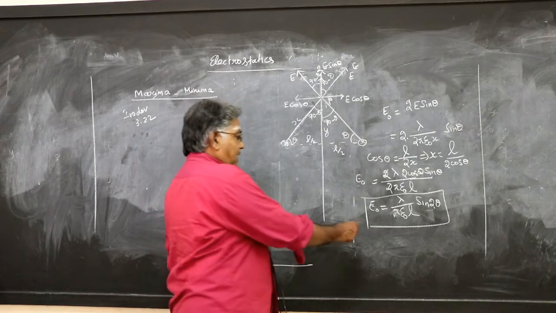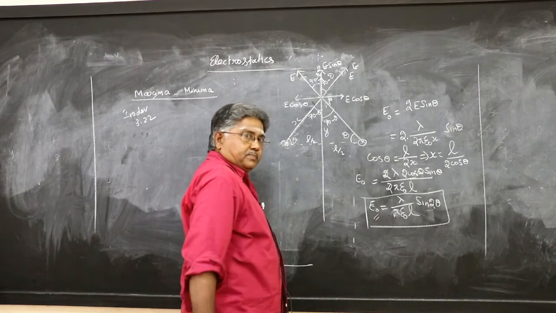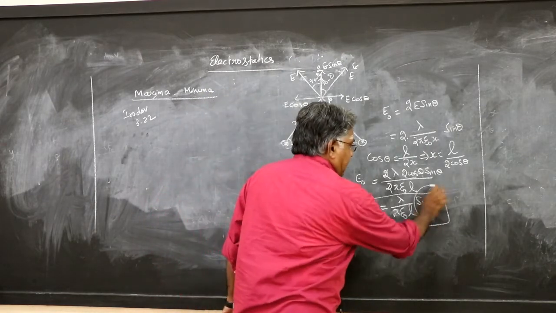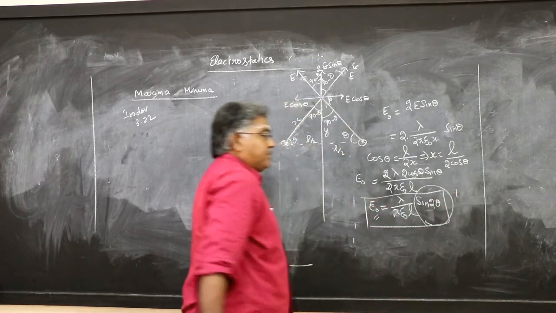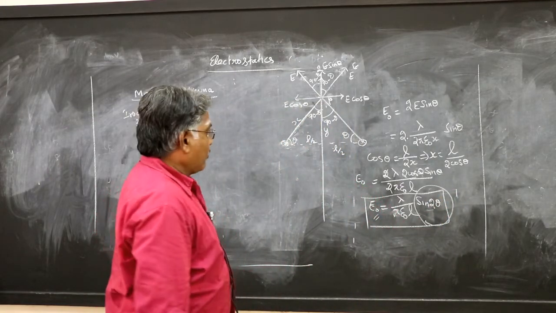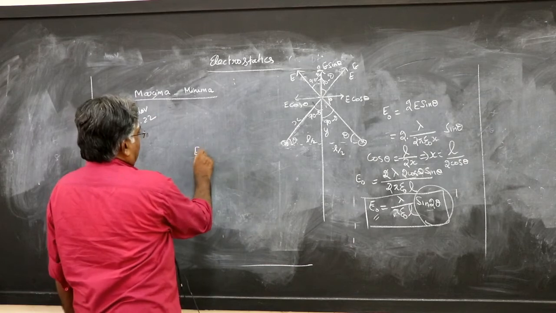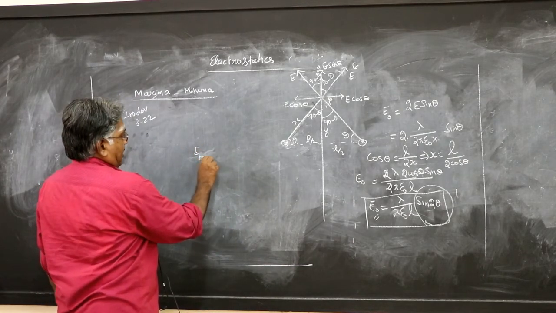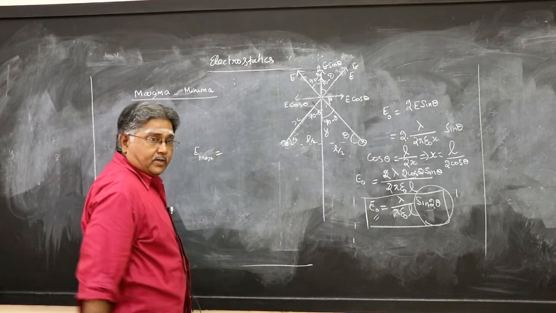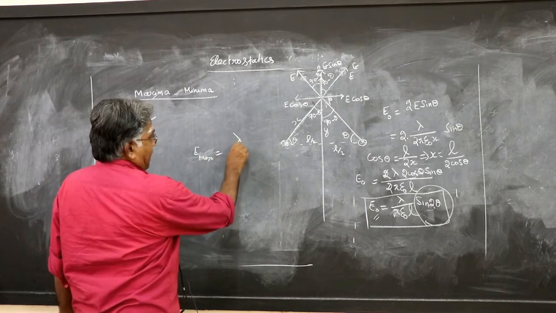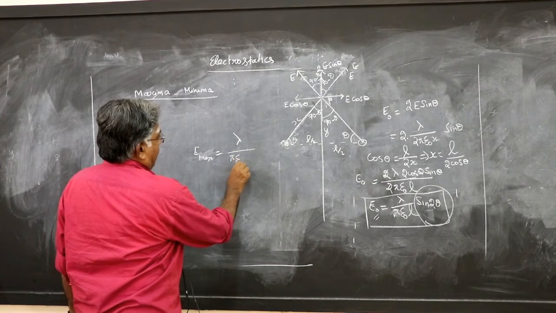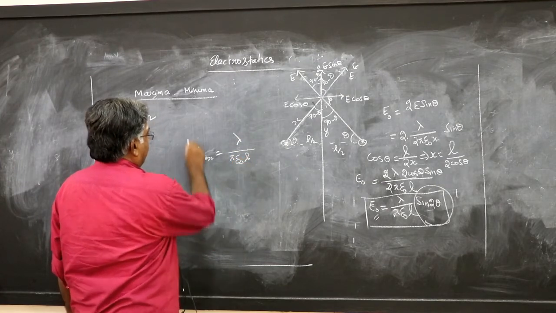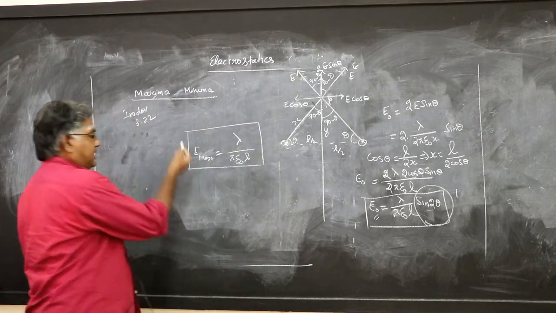Now you want to find the maximum value of the electric field. Simply take sin 2 theta as 1. Therefore, maximum value of the electric field E naught, or E max, on the symmetry plane will be lambda by pi epsilon naught L. Easy.